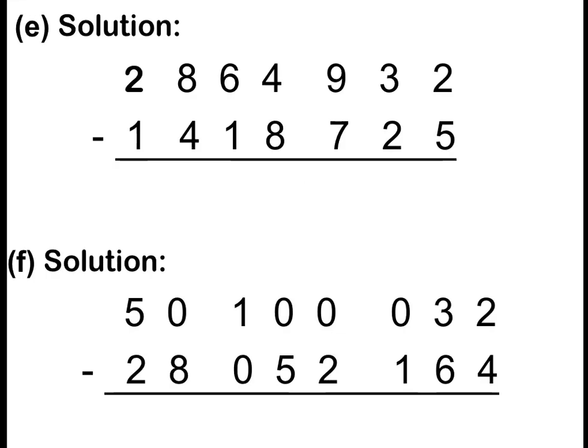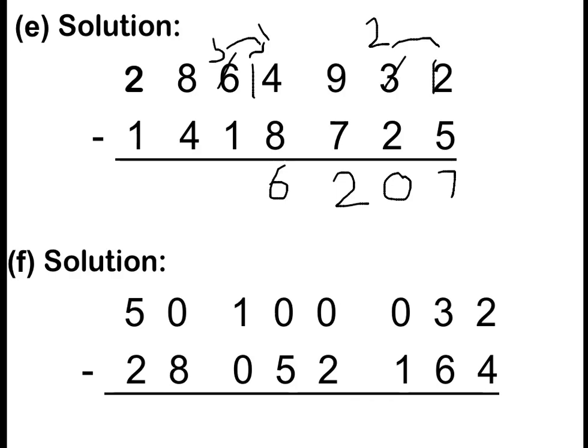Now part E. The value of part E is 2,864,932 minus 1,418,725. 2 minus 5. No. First we will take carry. 12. 12 minus 5 is equal 7. Here is 2. 2 minus 2 is equal 0. 9 minus 7 is equal 2. 4 minus 8. First we will take carry. 14. 14 minus 8. Yes student, 14 minus 8 is equal 6.